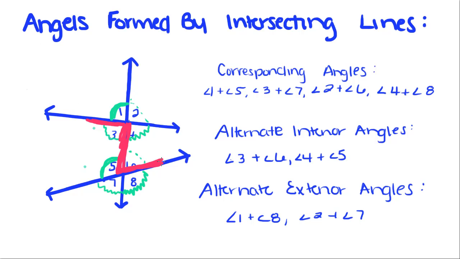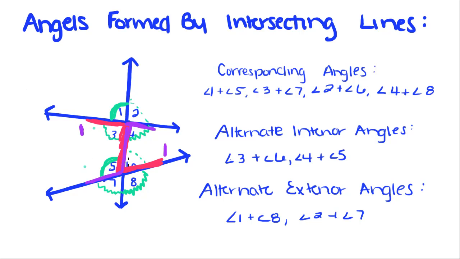So angle 3 and angle 6 are alternate interior angles, and angle 4 and angle 5 are alternate interior angles, because they're alternate because one's on this side and one's on this side, and they're interior because they're on the interior of these two lines.